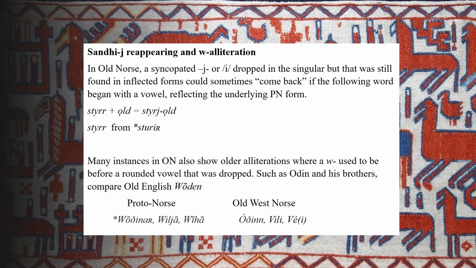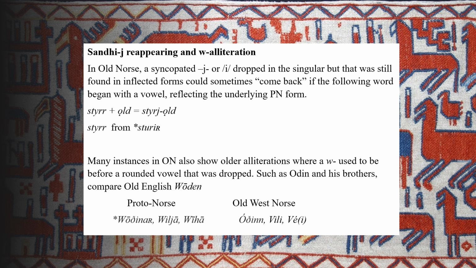In Old Norse, a syncopated y or i dropped in singular, but that was still found in inflected forms, could sometimes come back if the following word began with a vowel, reflecting the underlying Proto-Norse form, with, for example, styr, old becoming styrjold, with styr from earlier storij.